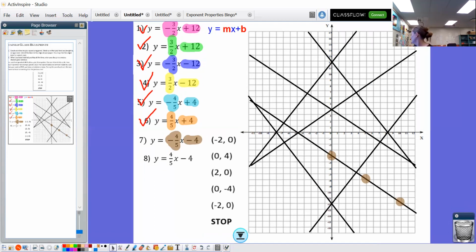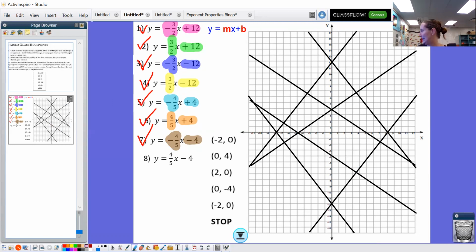Okay, I'm going to erase those. Okay, so we have graphed line number 7. One more line. You've got this. Okay, line number 7. Oops, I'll check that off. Okay, last one. What color haven't we used yet?